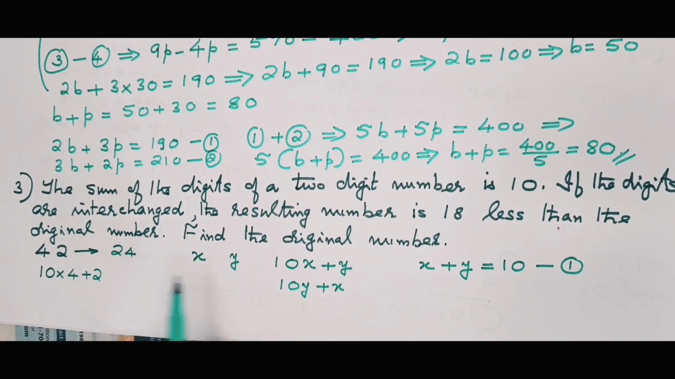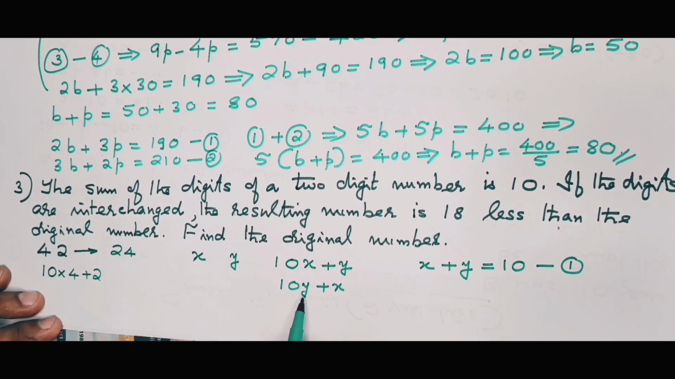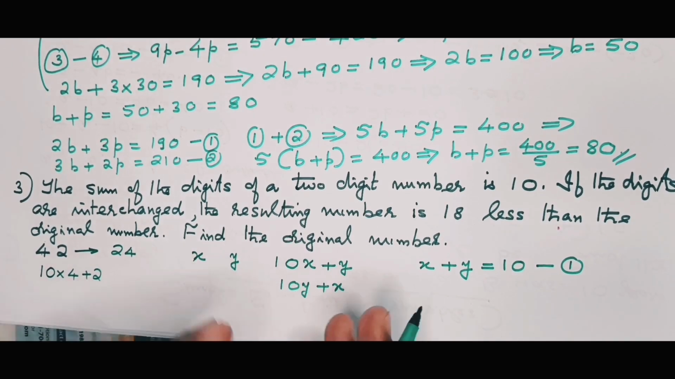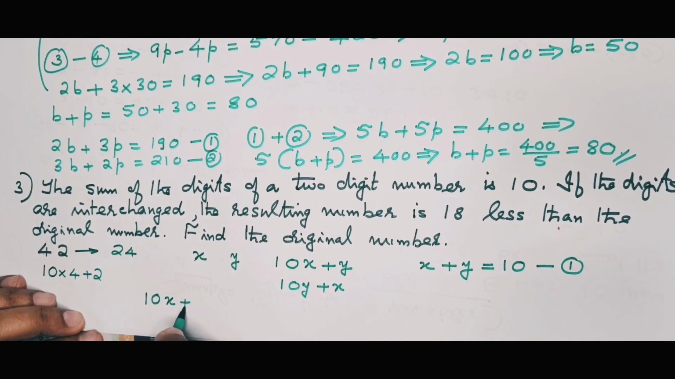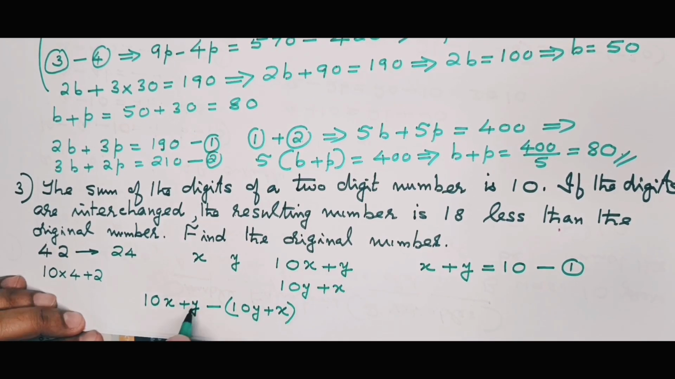And what is the relationship? If the digits are interchanged, the resulting number is said to be less than the original number by 18. So how do you translate that into an equation? You write the original number, which is 10x plus y, and this is the number formed by interchanging the digits. This number is less than this number. That means put a minus sign, and that's given to be 18.